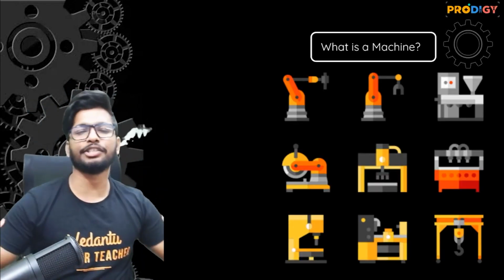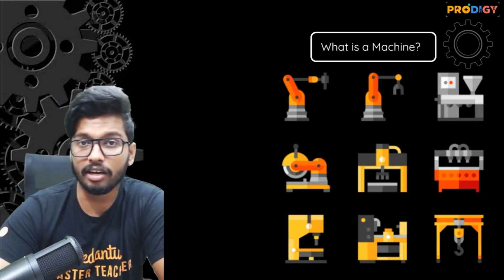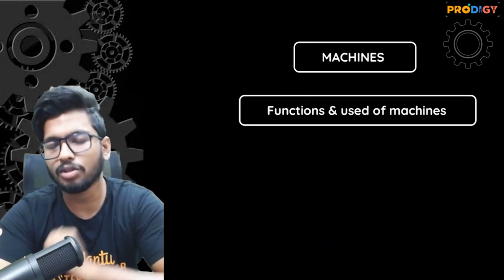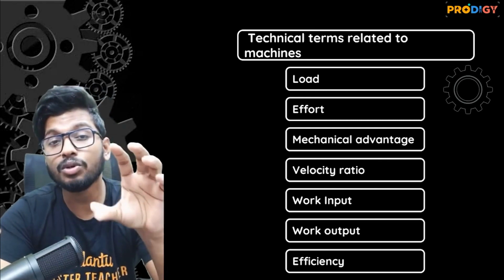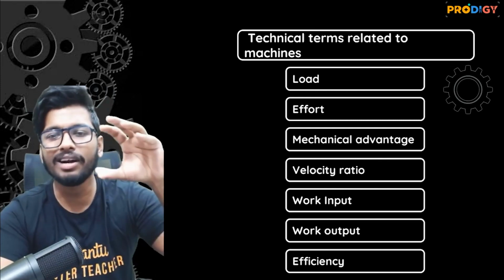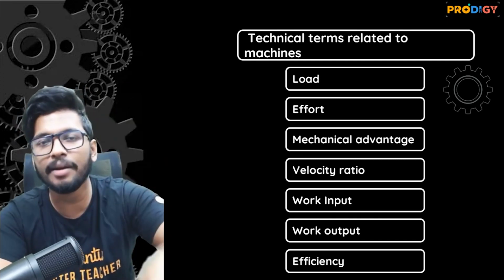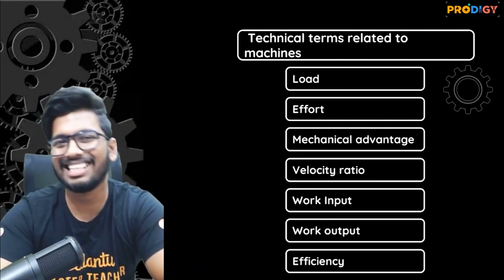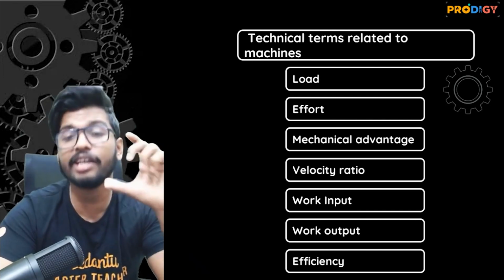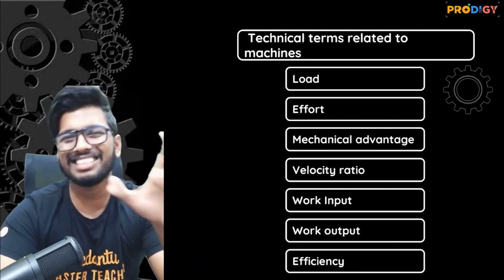So in today's session, guys, we are going to tackle some of the major problems. We'll understand what is a machine, what are the functions and uses of a machine, what are the most important technical terms related to machine, that is what is a load, what is an effort, what is mechanical advantage, what is velocity ratio, what is work input, what is work output, and what is the efficiency of a machine. So these are the major terms that we're going to understand in today's session. So let's start with the simple one.